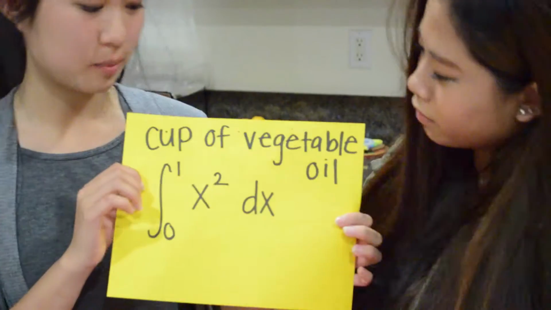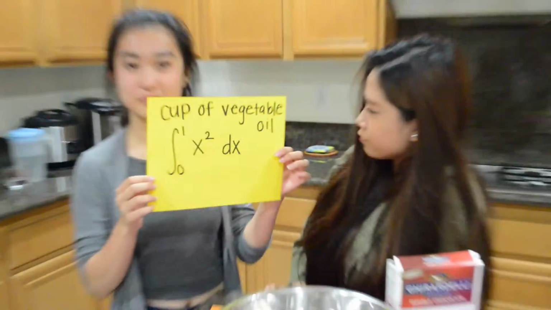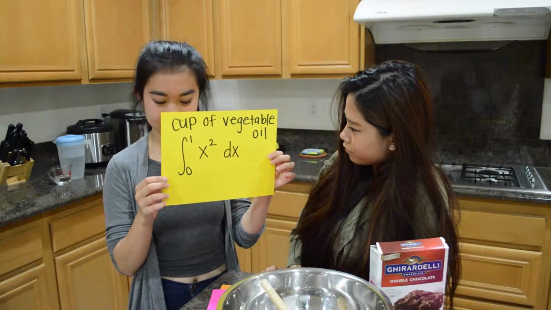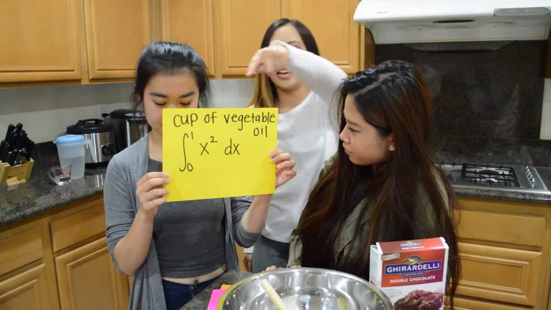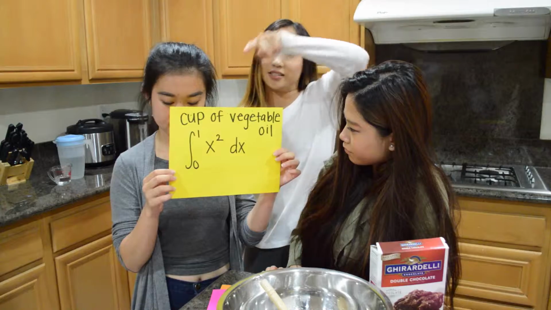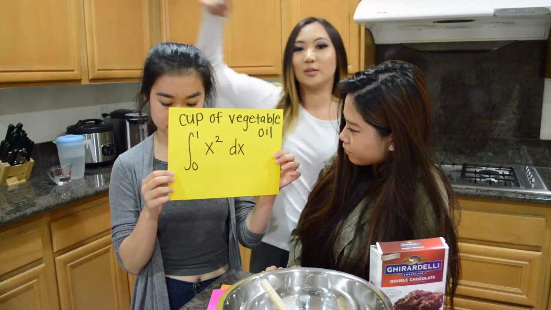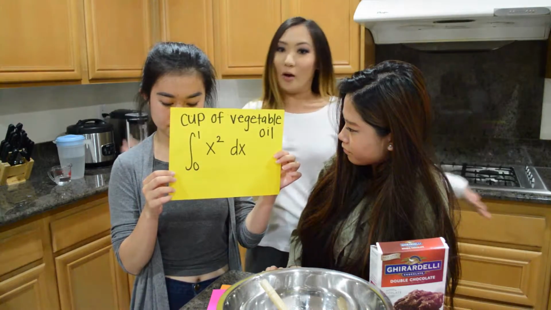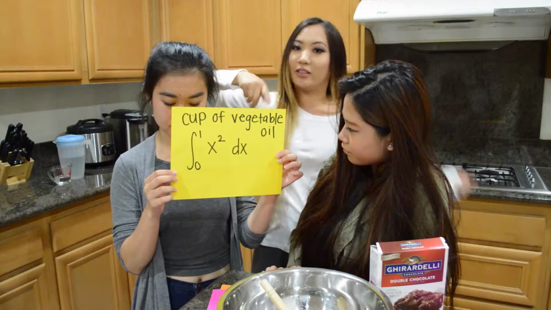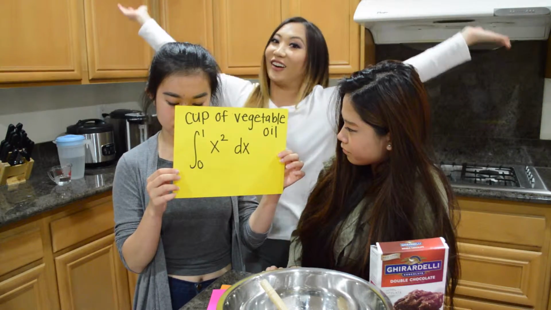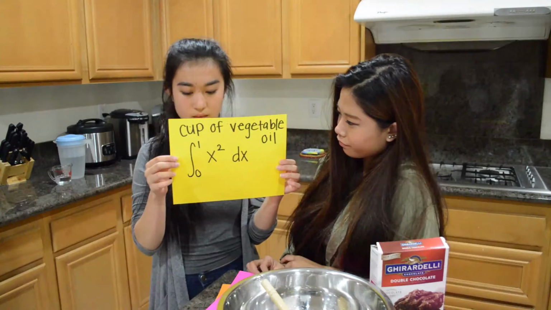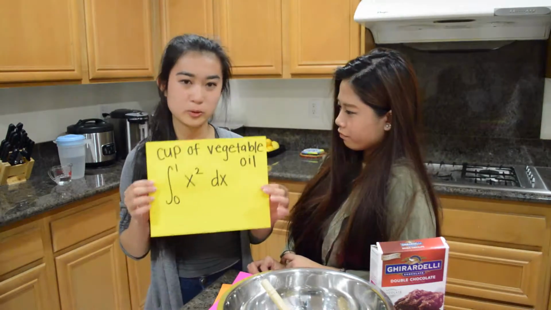It says that we need vegetable oil, but we don't know how much. Instead, we have this equation. So we're given this equation. Let's first take the antiderivative of x squared, which is x cubed over 3. Now let's plug in 1, and that gives us 1/3. Now if we plug in 0, that would just be 0. So 1/3 minus 0 is 1/3. Oh, so we only need 1/3 of vegetable oil.